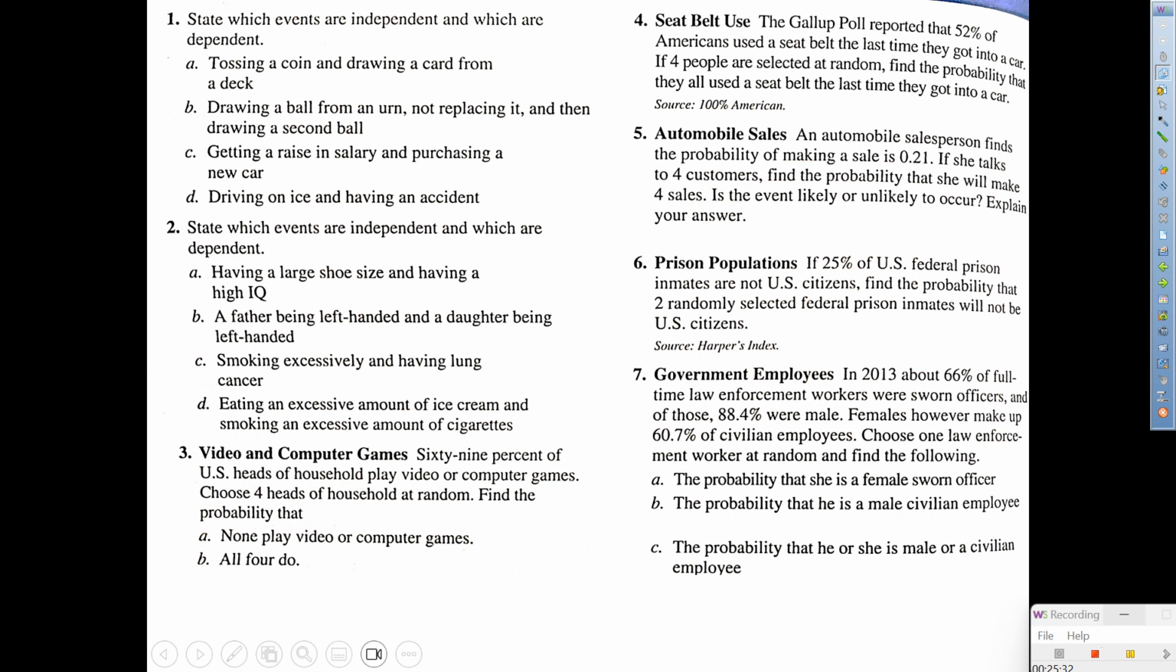And for those that are following, I'm going to stop right there, or actually, I'll come right back so I can post the other 3 problems that are following. 1A states, state which events are independent and which are dependent. Look at A, tossing a coin and drawing a card. Okay? So tell your neighbor what that would be. Independent or dependent.